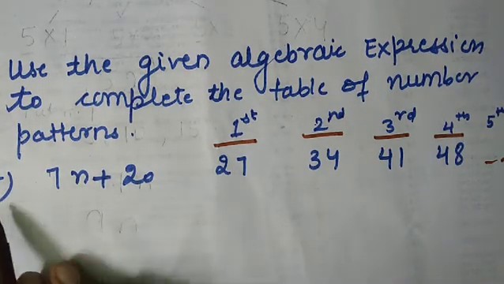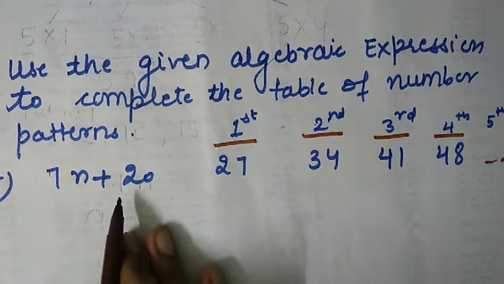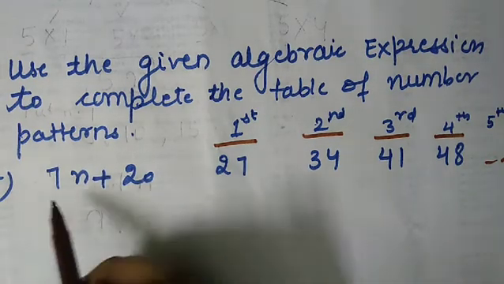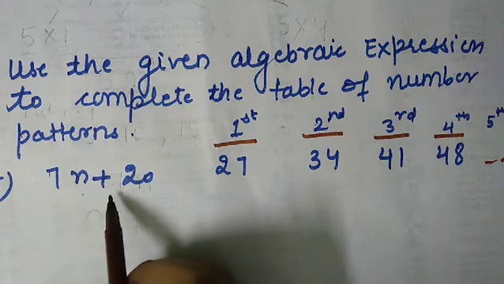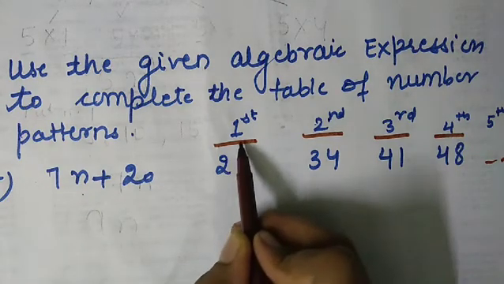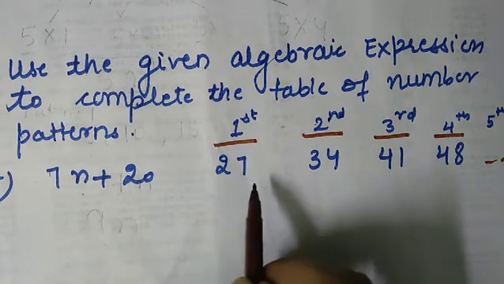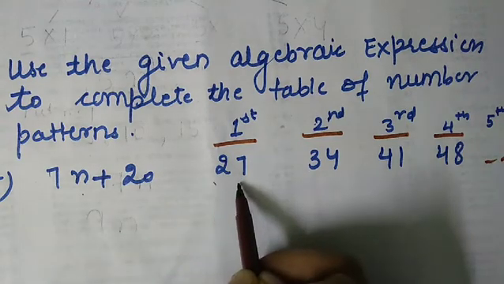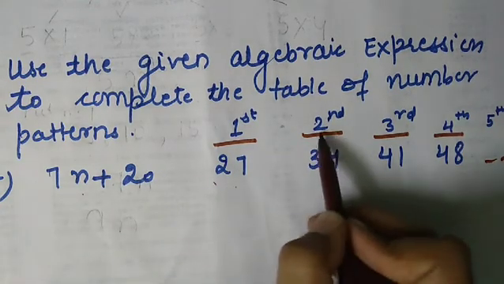Okay, so I am taking the fourth part. In the same way you have to do all the parts. The given expression is 7n plus 20. Here first means this is the first term. First term means if you put n equals 1, then you will get this term, 27. This is second.